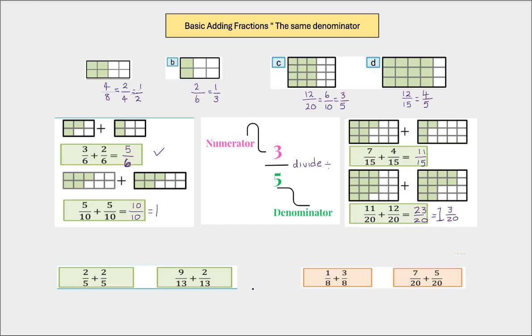And then these are just a few for us to do without any squares to rely on. But because our denominators are the same, it's really easy. So we've got denominator is 5. 2 plus 2 is 4. Easy. Next one. Denominators are the same. Don't need to do anything to them. So that's 13. 9 plus 2 is 11. 11/13. No simplifying, can't be done.